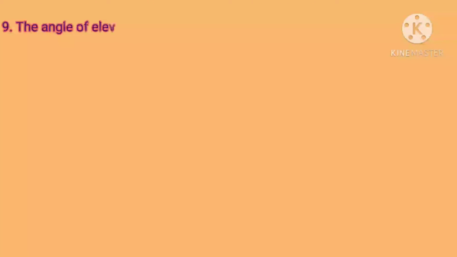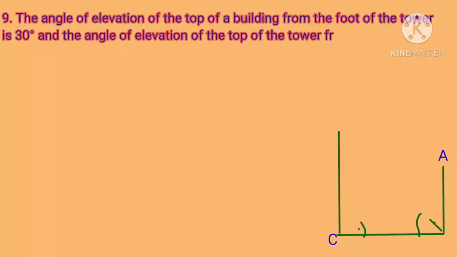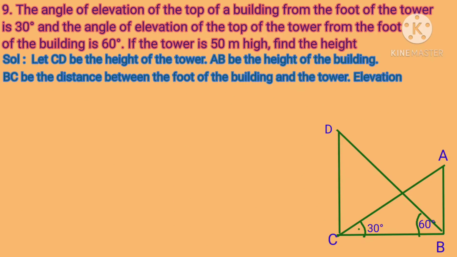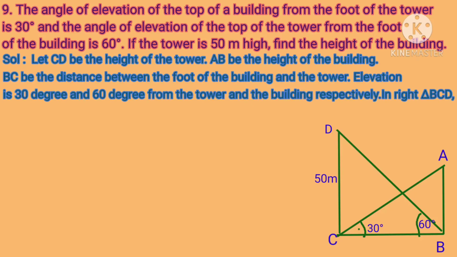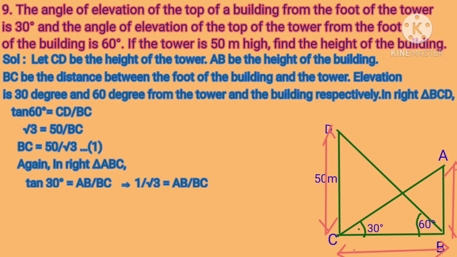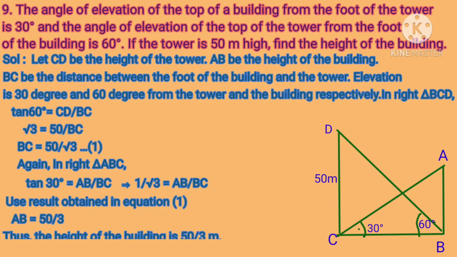So let's move to question number 9. The angle of elevation of the top of a building from the foot of a tower is 30 degree, and the angle of elevation of top of tower from the foot of the building is 60 degree. If the tower is 50 meter high, find the height of the building. So let CD be the height of the tower, and AB is the height of the building. And BC is the distance between the foot of the building and the tower. Elevation is 30 degree and 60 degree from the tower and the building respectively.